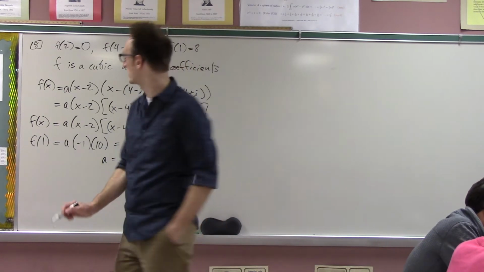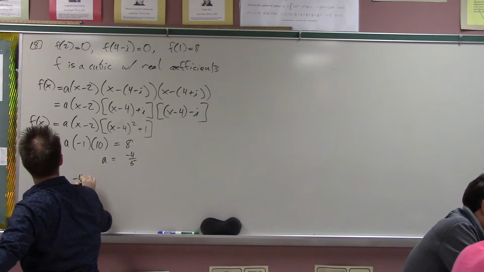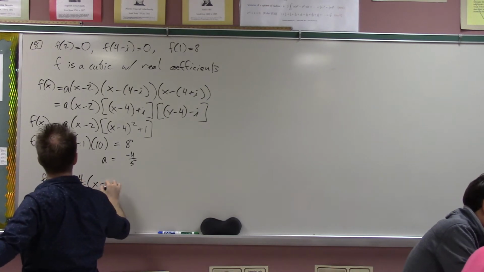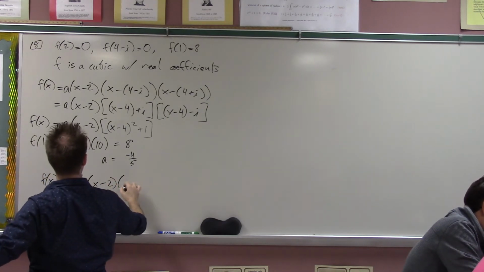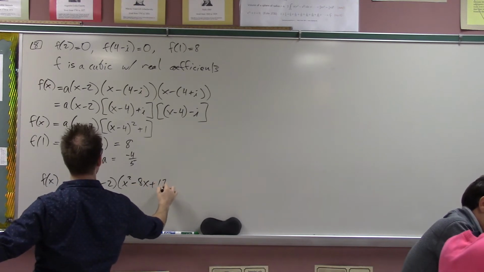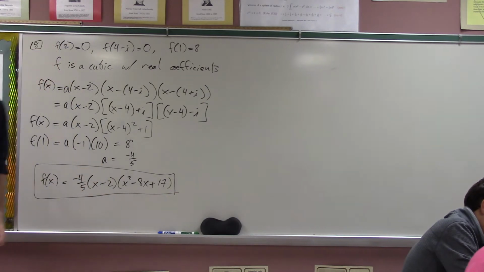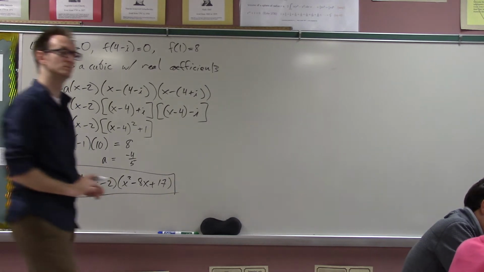Why is everyone being so quiet? Yeah, good. All right, so this function all along was negative 4/5 times x minus 2 times, and I like to write this as x squared minus 8x plus 17, but it really doesn't matter how you write it. You can just leave it like that. All right, cool?